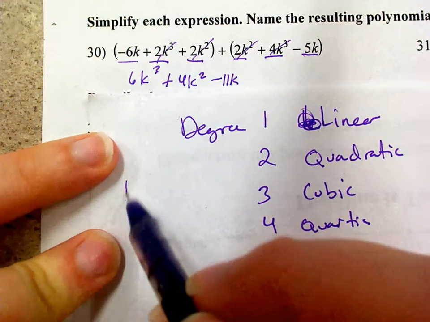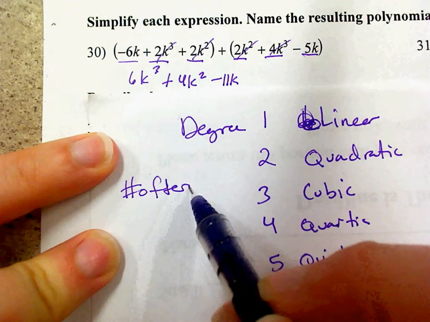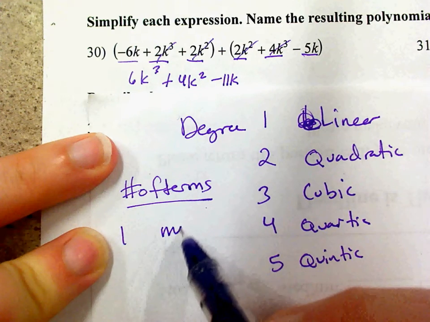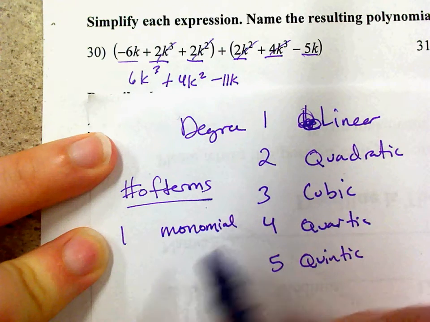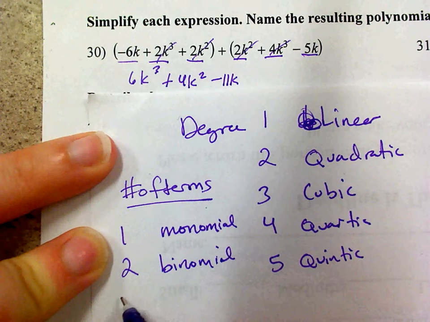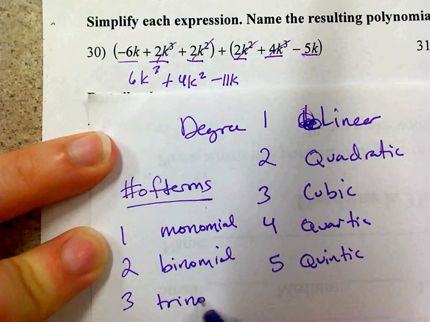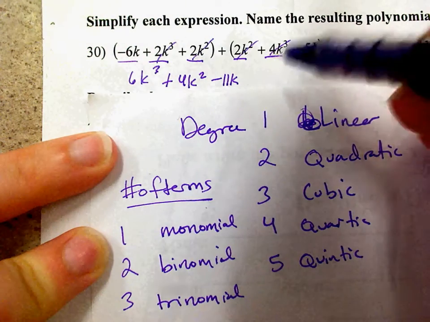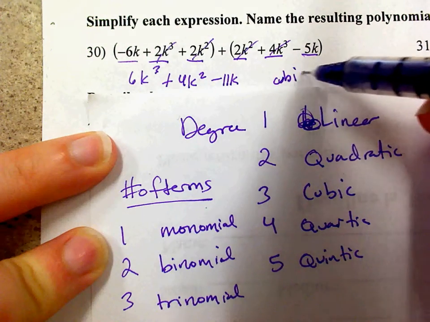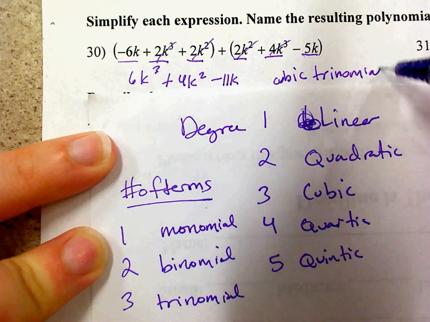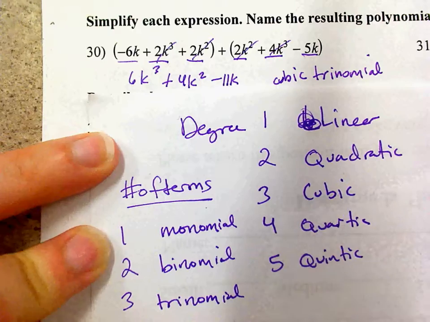Number of terms. If there's one term, then it's called a monomial. If there's 2 terms, then it's called a binomial. And if there's 3 terms, it's called a trinomial. Okay, the highest power on this is 3, so this is a cubic. And then there's 3 terms, cubic trinomial. And there we go.